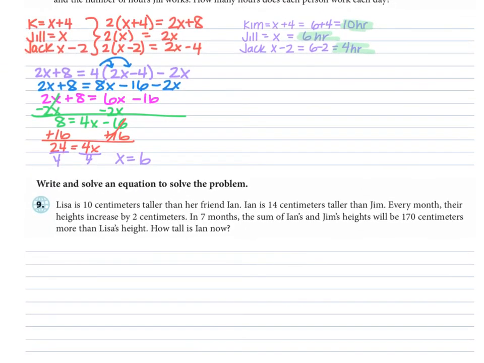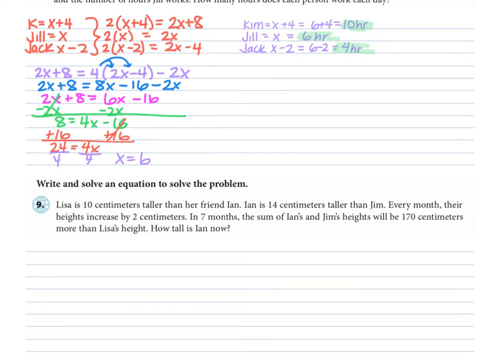If we look at number 9, it says Lisa is 10 centimeters taller than her friend Ian. Ian is 14 centimeters taller than Jim. Every month their height increases by 2 centimeters. In 7 months, the sum of Ian's and Jim's heights will be 170 centimeters more than Lisa's height. How tall is Ian now?